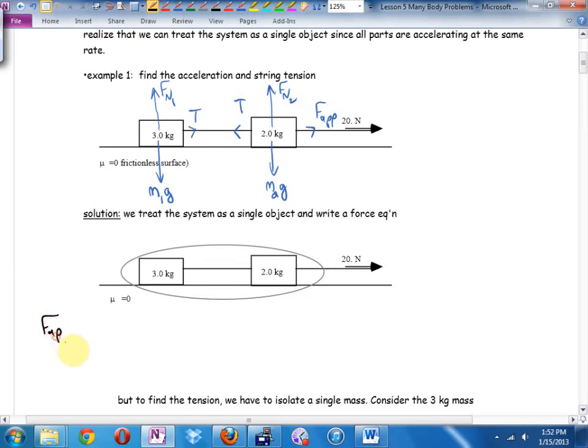Now, I'm going to start with that. I'm going to walk along the string. The next force that I run into as I walk along the string is tension. Tension pointing which way? Loser. Oh! But I run into another tension pointing which way? Winner.